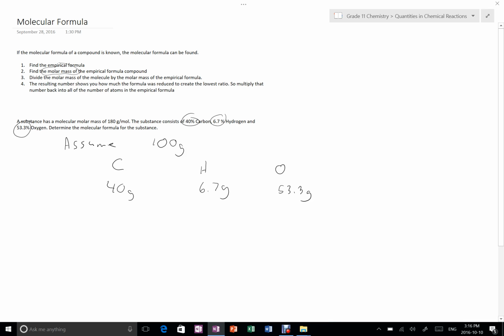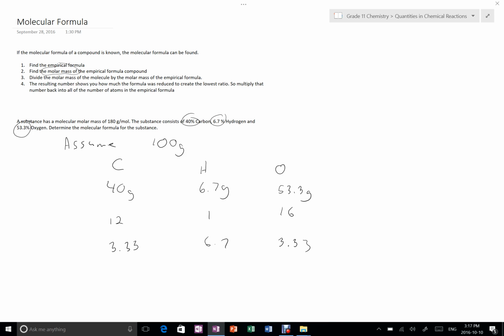Now, we're going to divide by the molar mass of each element, and this is going to get us a number in terms of the moles. So carbon's molar mass is 12, hydrogen's is 1, and oxygen's is 16. So 40 divided by 12 is 3.3333. This is going to be 6.7, and 53.3 divided by 16 gets me 3.333. This again gives me a ratio of the actual number of moles or particles in this substance.